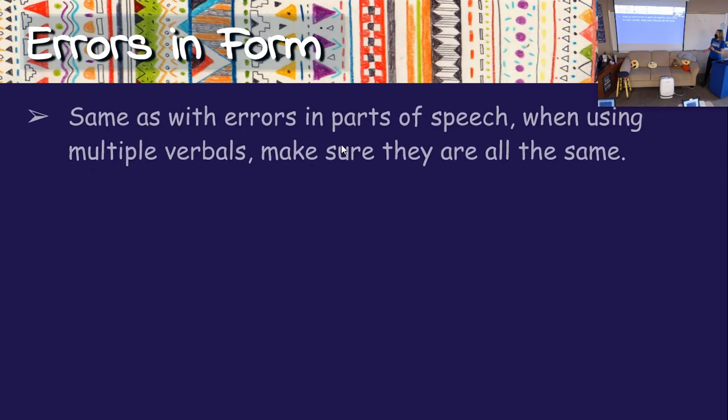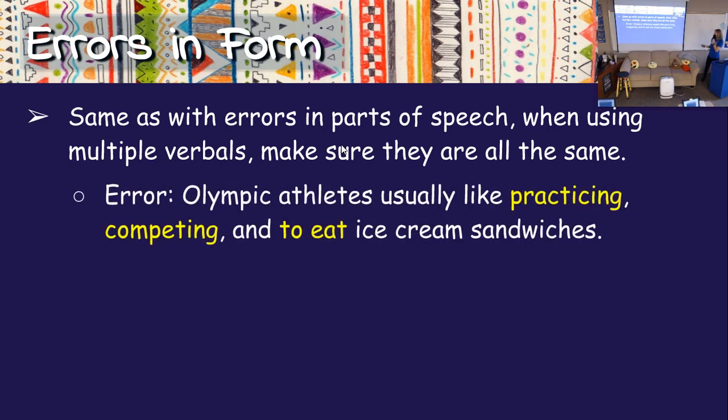The next type of error you might find is an error in form. So same as with errors in parts of speech, when we use multiple verbals, and we just finished talking about those verbals, right? Participles, gerunds, and infinitives. When you use multiple verbals in a sentence, you need to make sure they're all the same. So here would be an example of an error. Olympic athletes usually like practicing, competing, and to eat ice cream sandwiches.